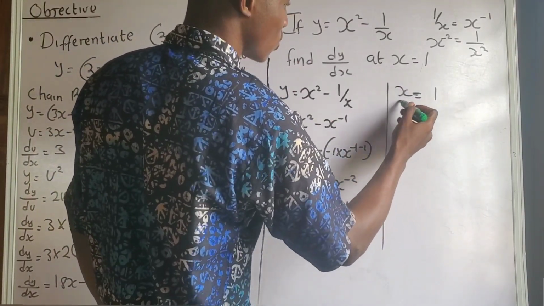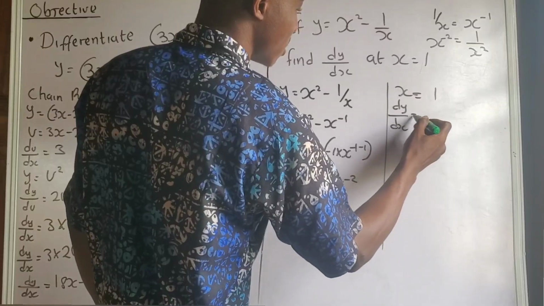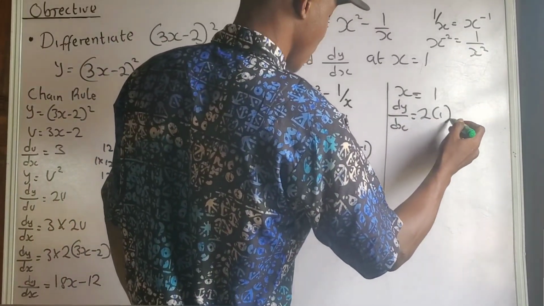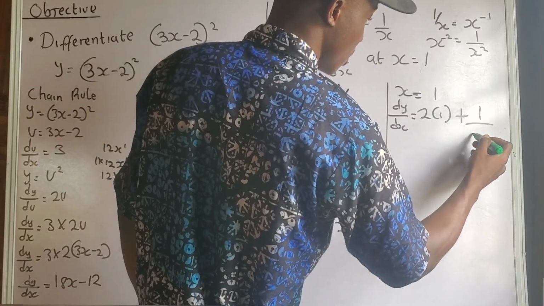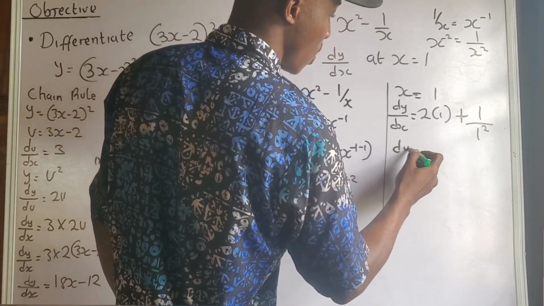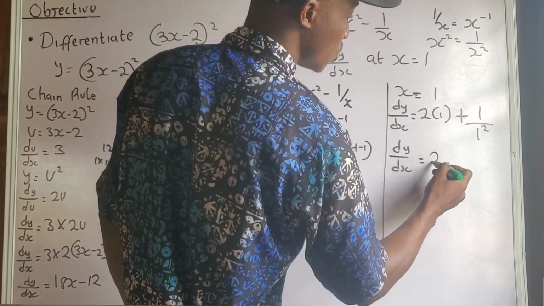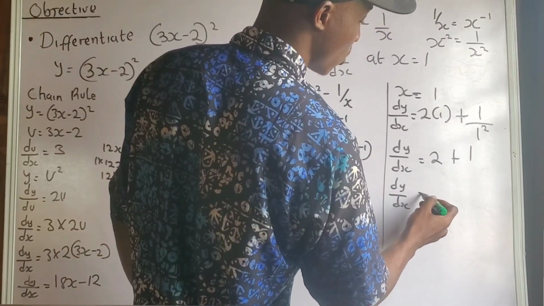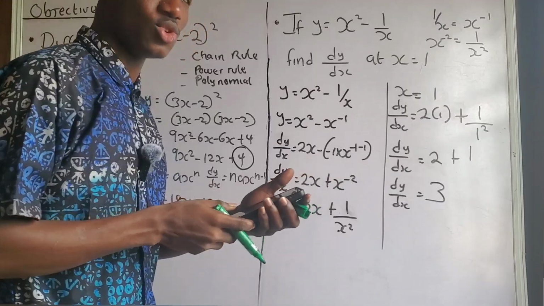So, having gotten to this point, don't forget that x equals 1. If x equals 1, we are going to have dy all over dx equals, now, we are going to replace x as 1 here. 2 multiplied by 1 plus 1 all over 1 raised to the power of 2. So, dy all over dx is equal to 2 plus 1, and dy over dx equals 2 plus 1 is 3. Do you understand?